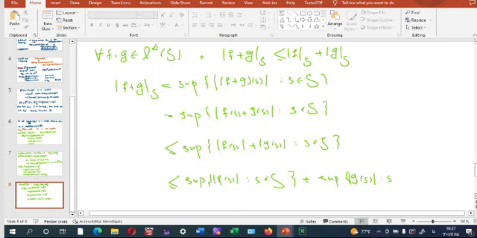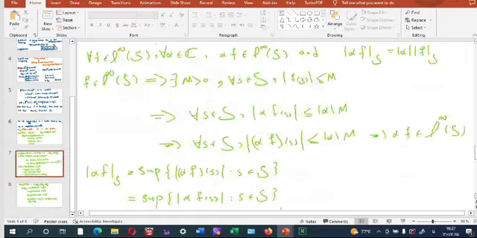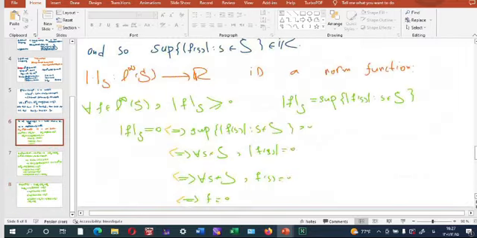Okay, and the first one is the norm of f, so that we have this condition that this is a norm function.